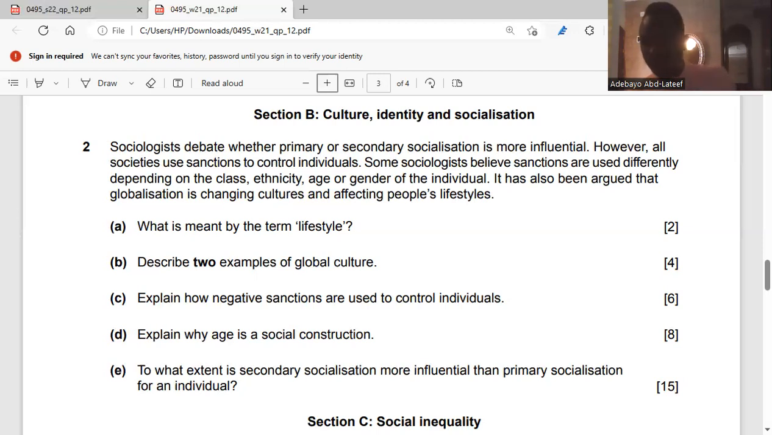Can you explain how negative sanctions are used to control individuals? For negative sanctions, I'm going to talk about police arrest, school, and workplace. For police arrest, individuals are arrested when they break the laws in society. So police arrest is passing a signal to society that as soon as you have done something wrong, the police will catch up with you. Then let me quickly talk about jail terms. People go to jail. They take their liberty away from them. That is what jail means.